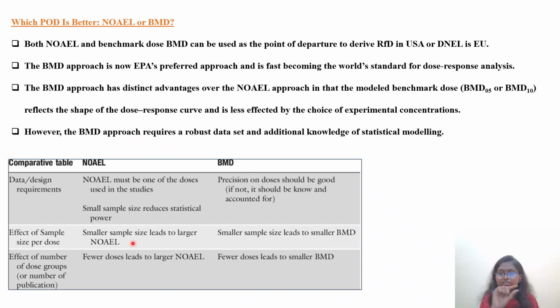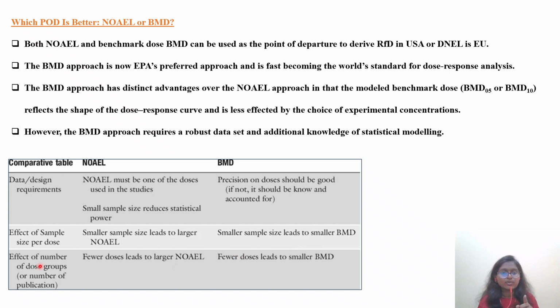So when you're designing the study, how many fold of doses you are considering is also very important. Smaller sample size leads to smaller BMD in the case of BMD. So it is completely opposite. Smaller sample size, larger NOAEL. Smaller sample size, smaller BMD. BMD is directly proportional to sample size.